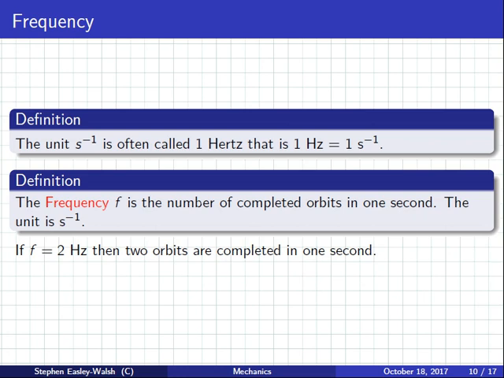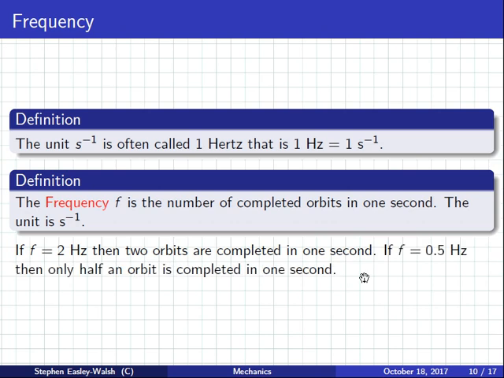So if you could write these down. What if f was half a hertz? What would that mean? Yeah, you only got half a circle in a second. So it would need 2 seconds to complete a circle. Okay, so if you can write these definitions down.